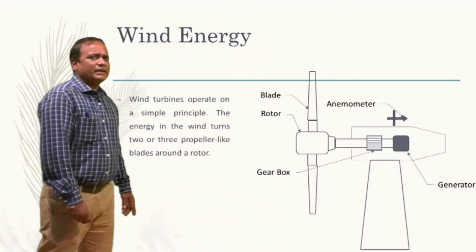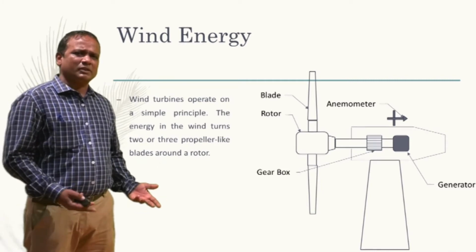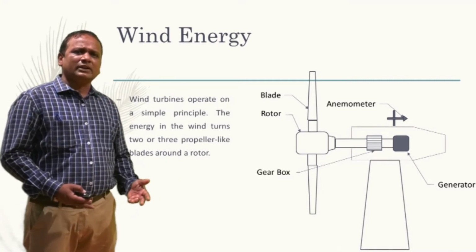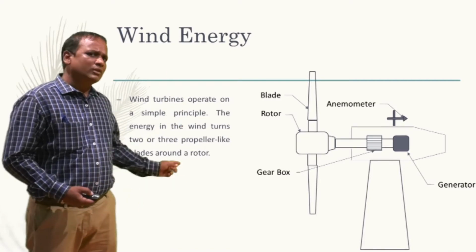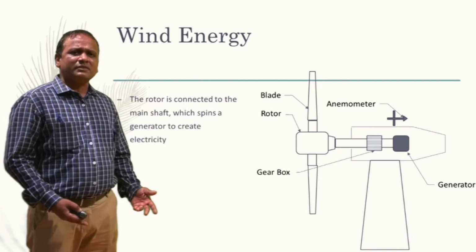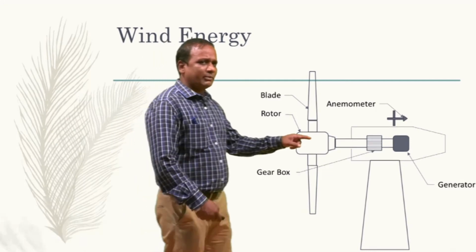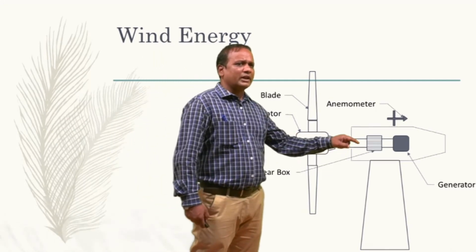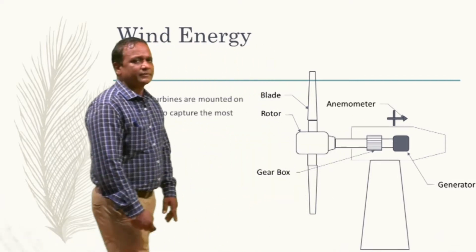And if I say, a wind turbine operates on a single principle, it's very easy. The energy in the wind turns 2 or 3 propeller blades to rotate. And since the rotor is connected to the main shaft, which spins a generator, it creates electricity. As you can see over here, the main shaft is connected to the gearbox and to the generator, which spins the generator and the electricity is produced.